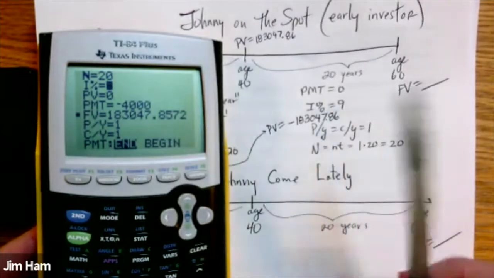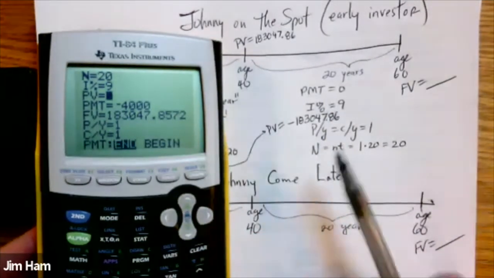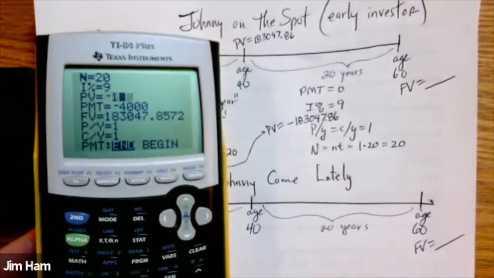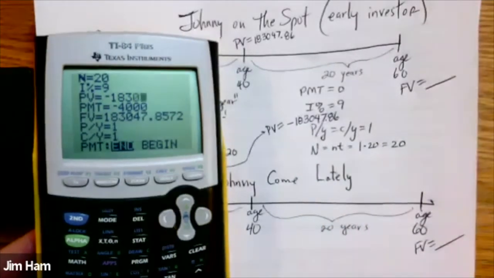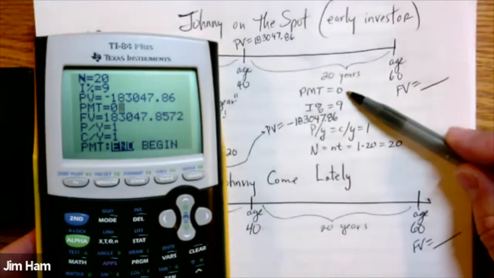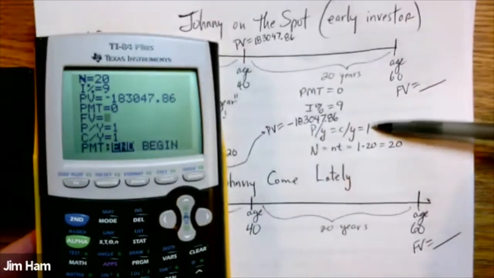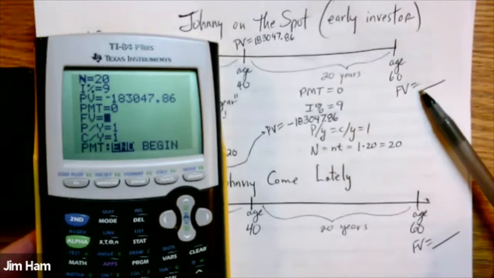The interest rate goes up to 9. And the present value is now, I'm going to type in this negative 183,047.86, and then no payment. Payment equals 0. So here are the inputs. Payments per year equals 1 still. And what we eventually want to do is to calculate the future value.